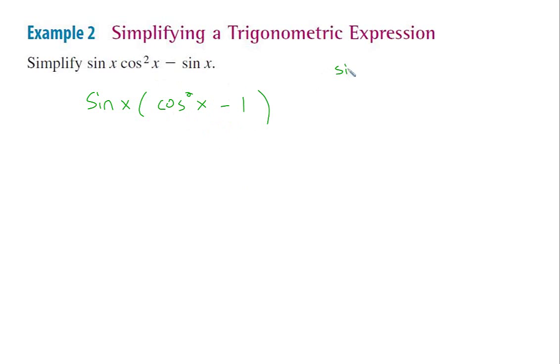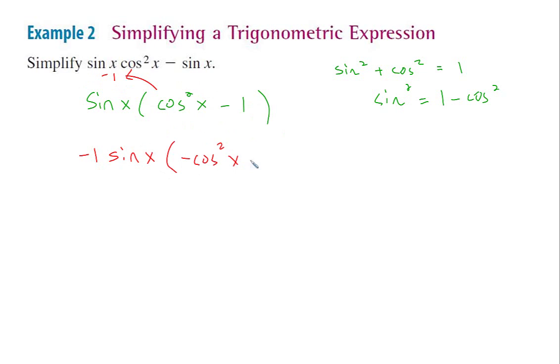Since we have sine squared plus cosine squared is equal to 1, I know that sine squared is equal to 1 minus cosine squared. The problem is these are not the same right now. They're completely opposite. So what I could do is pull out a negative 1. I'll get negative 1 times sine x, or you can just put negative sine x, same thing. When I do that, it changes the signs of both of these because I took out a negative 1. So now I'll get negative cosine squared x plus 1.